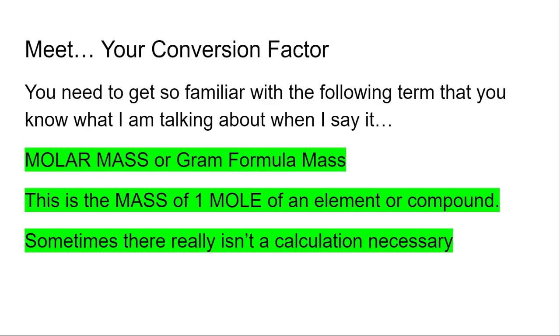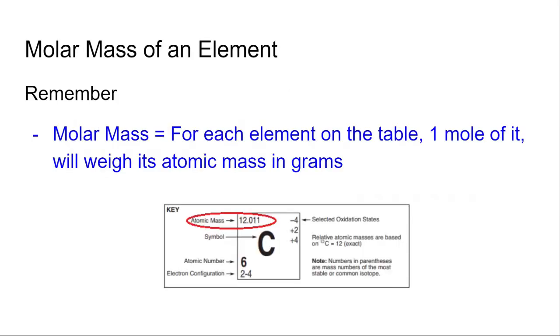Okay, so if you're working with just a straight up element, you don't need to worry about doing any calculations really. But if you're working with a compound, there is a calculation to determine what that number is. So sorry, the picture in the slideshow is of your old Regents periodic table, but essentially I'm going to take the mass number, and again, that'll be on the periodic table, there'll be a key, and I'm going to make a relationship between that mass number and 1 mole of each element.